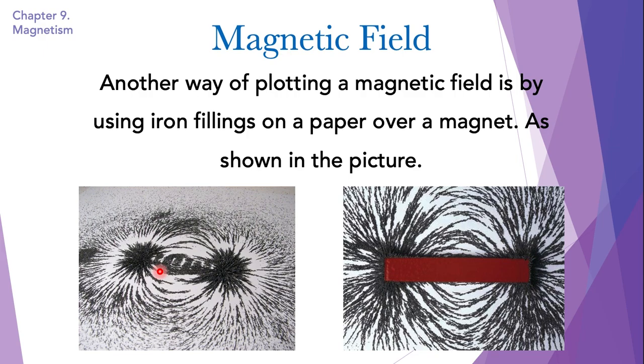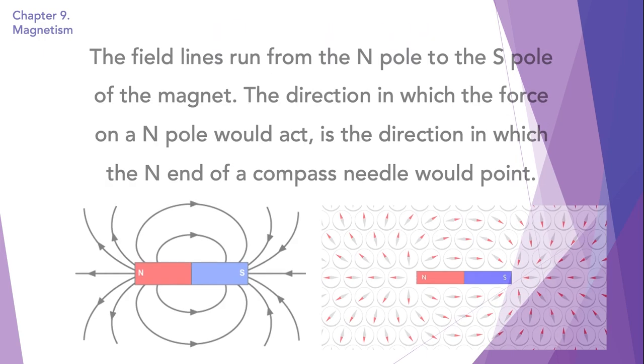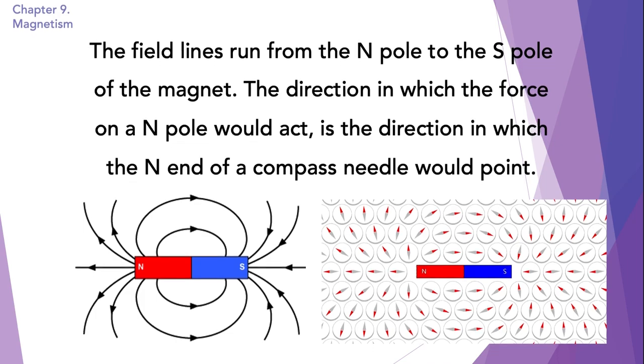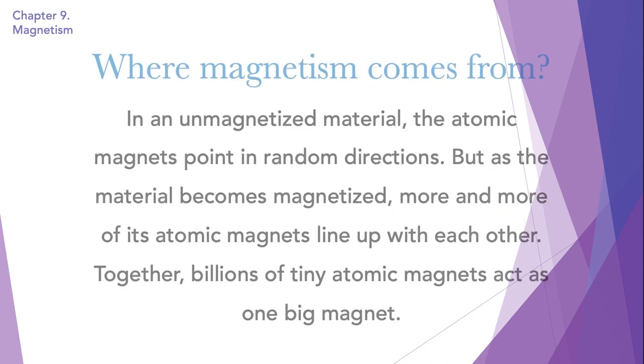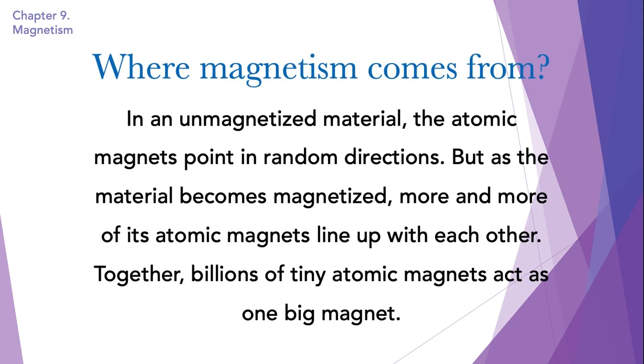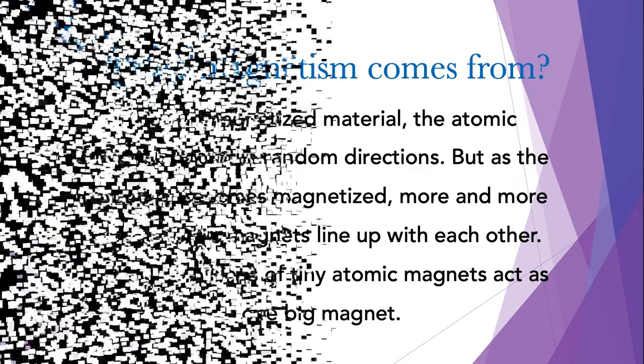Okay, now that we've understood what a magnetic field looks like and how we can find a magnetic field by using a compass and where magnetism comes from, we are going to move ahead onto understanding, and this is going to be the last topic of this chapter, the Earth's magnetic field.